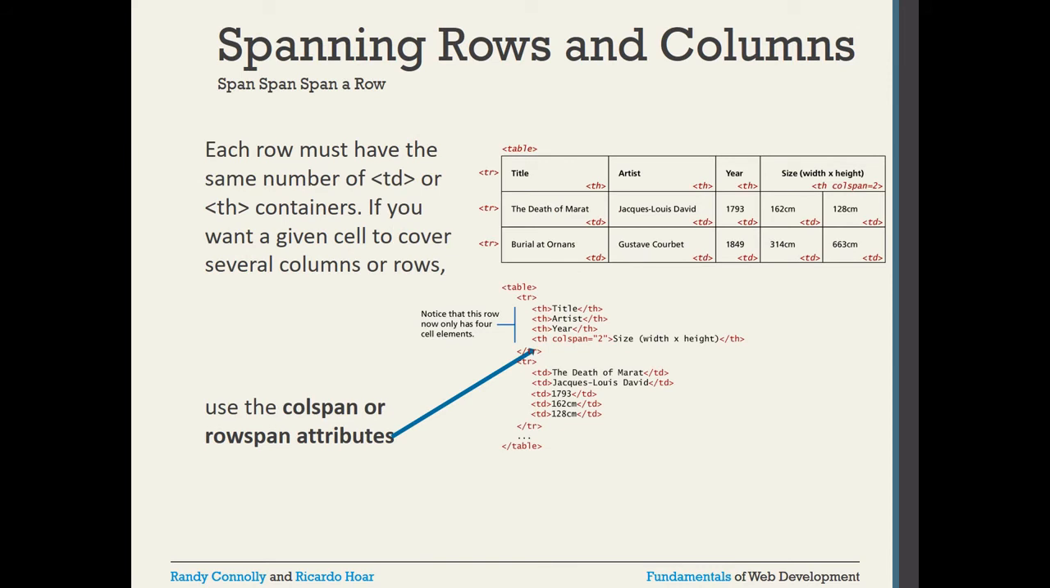One thing again: each row must have the same number of TD or TH containers. But if you want to cover several columns and rows together, then you have an option called colspan, otherwise rowspan. Here, if you want to merge two columns together, as in the example, the last two columns merge in the first row.